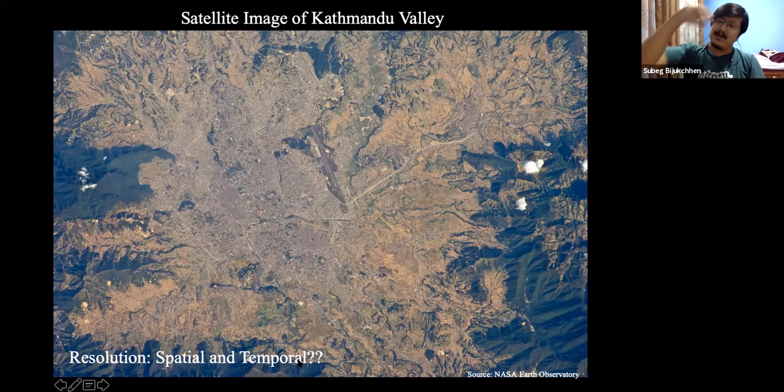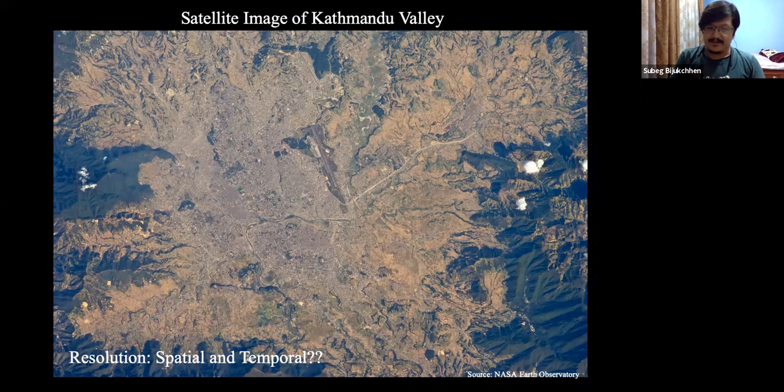The satellites are orbiting the Earth, and it will come back again to the same point sometime in the future. Okay? For example, the Landsat we're talking about, it comes back to the same place in 14 days. So that is the resolution in time, or temporal resolution. This means time, and this means space. So temporal resolution means how often the satellite comes to the same point.